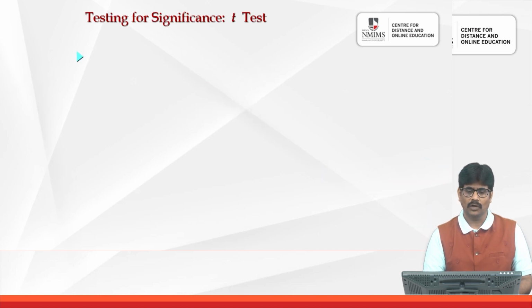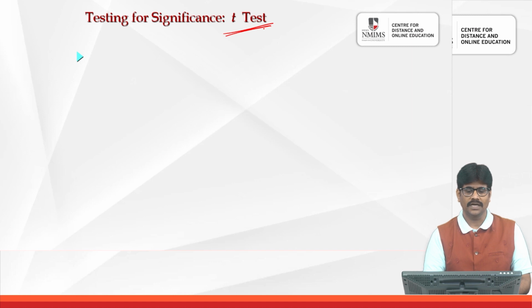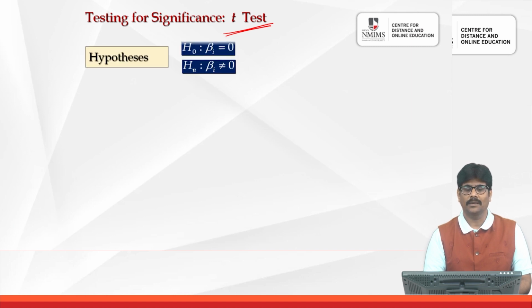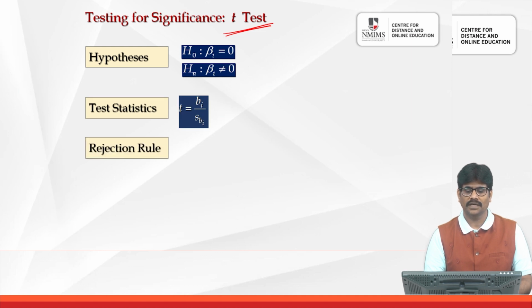Moving on. Now that we know there is an overall model fit, we go for individual variable significance, which we do using the t-test. How do we do it? This is the hypothesis for it. Individual variable significance means the coefficient should not be 0. So, beta i equal to 0 is the null hypothesis, and the alternate hypothesis is beta i not equal to 0. Then this is your test statistic.